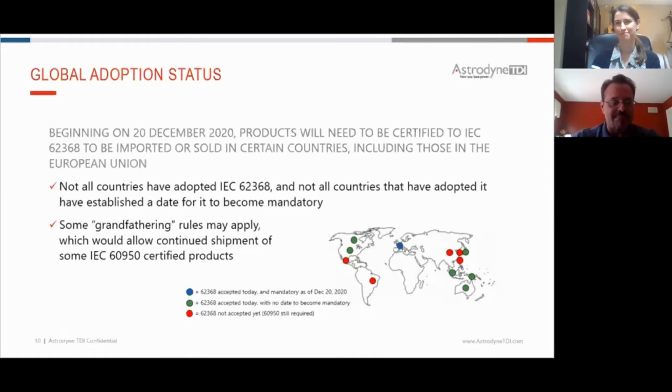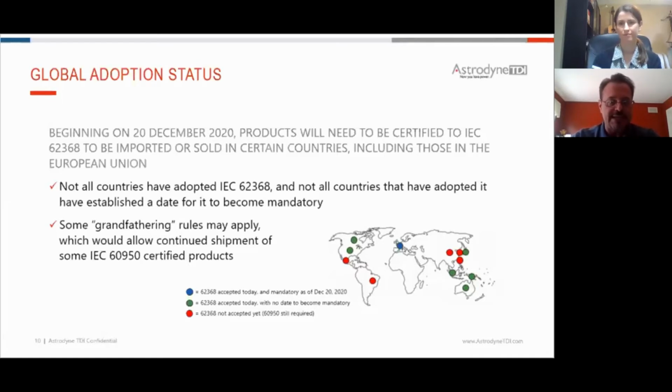So we'll talk about that because not all countries have adopted the 62368 standard. In fact, some countries do not accept the 62368 standard at all. There are other countries that have adopted the 62368 standard, but are still allowing the use of products that are certified to 60950. So my little map here in the bottom right shows that blue in the middle, the European Union, that's the area which says, nope, as of December 20th, no more 60950 standard. Everything has to be 62368, with maybe a couple of exceptions.